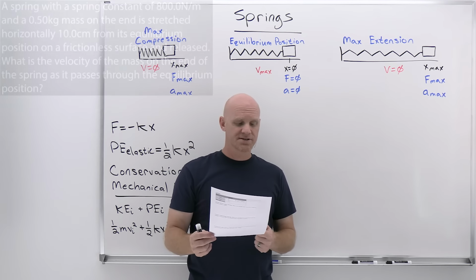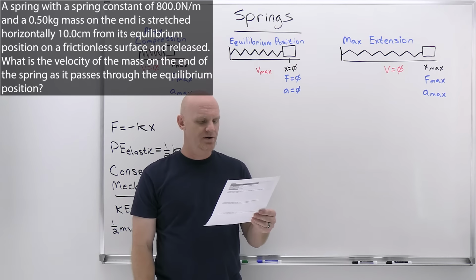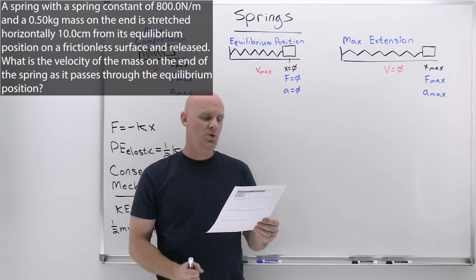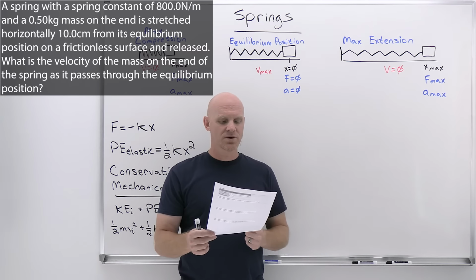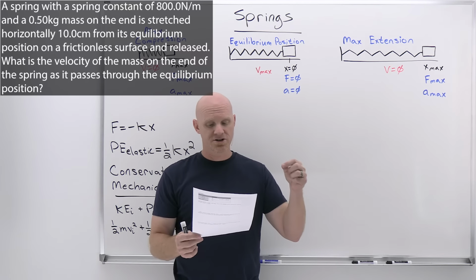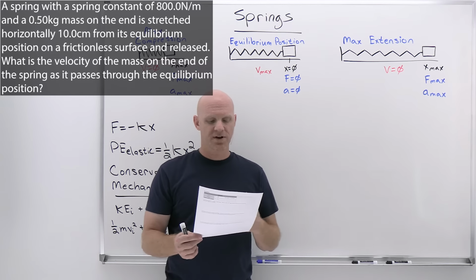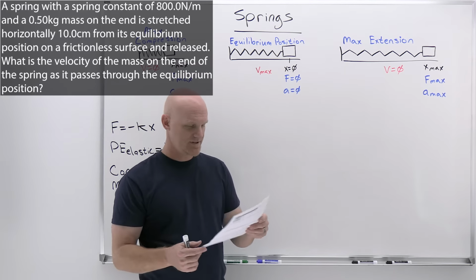Next question says a spring with a spring constant of 800 newtons per meter and a 0.5 kilogram mass on the end is stretched horizontally 10 centimeters from its equilibrium position on a frictionless surface, and released. What is the velocity of the mass on the end of the spring as it passes through the equilibrium position?